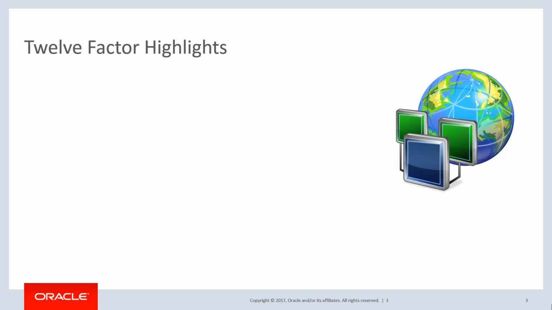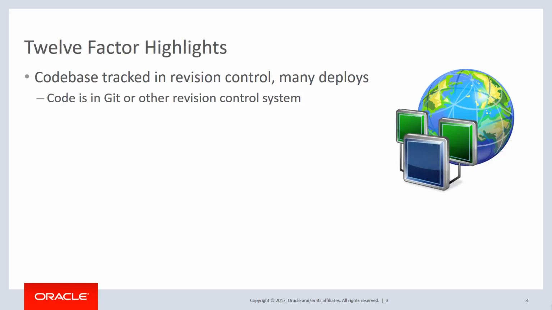So what are the highlights? The first one is code base tracked in revision control. Typically, when we're doing development, we always use revision control. It's particularly important with Oracle Cloud because Oracle Developer Cloud Service can do automated builds and automated deployment off of Git repositories. We'll talk about that in week 3.